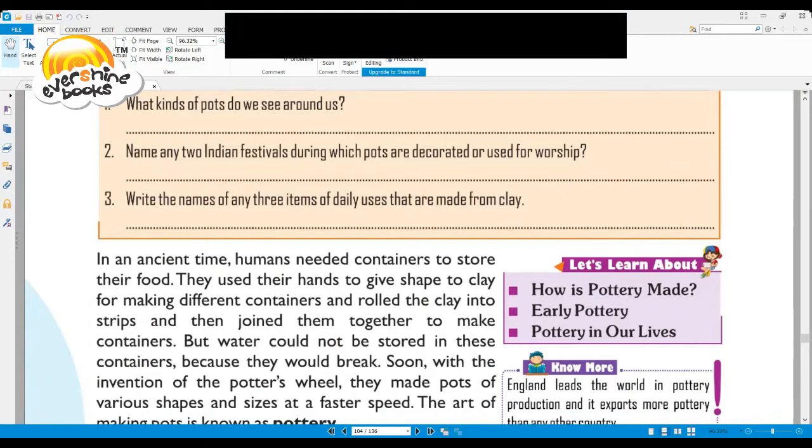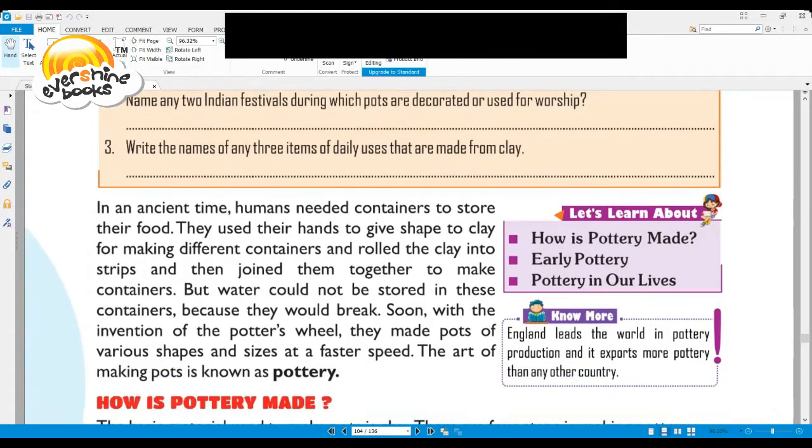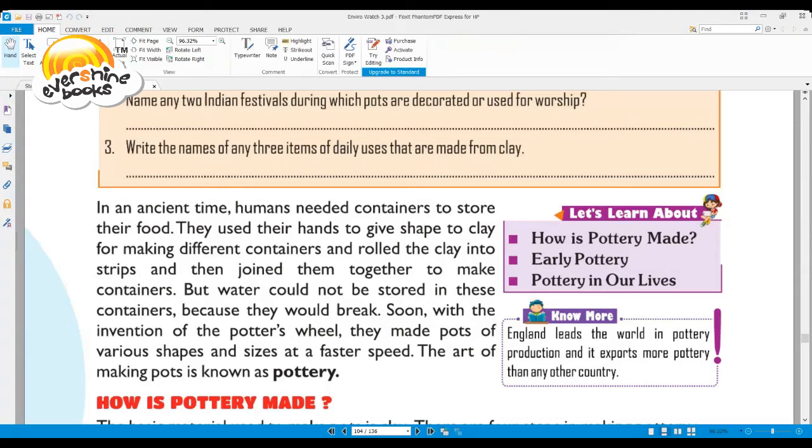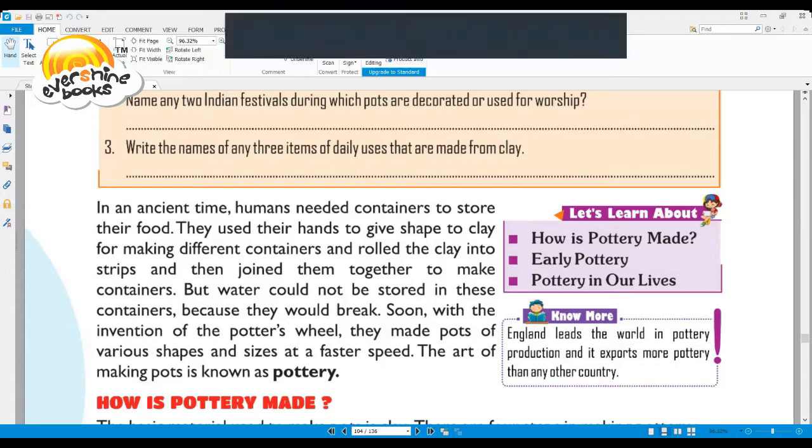In this chapter today, we are going to learn about how pottery is made. We've already seen a beautiful video on it: early pottery and pottery in our lives. In ancient times, humans needed containers to store food. They used their hands to give shape to the clay for making different containers and rolled the clay into strips and then joined them together to make containers. But water could not be stored in these containers because the containers would break.